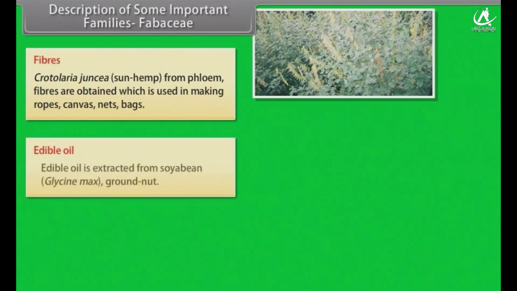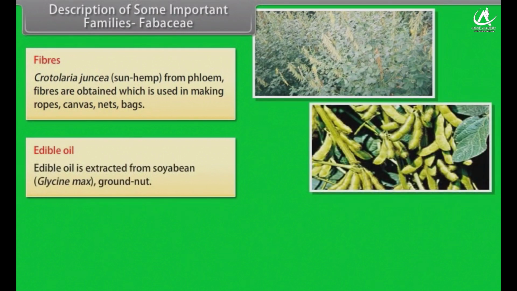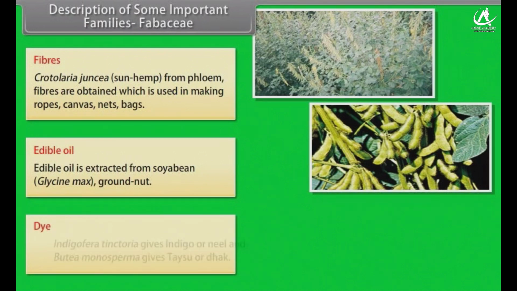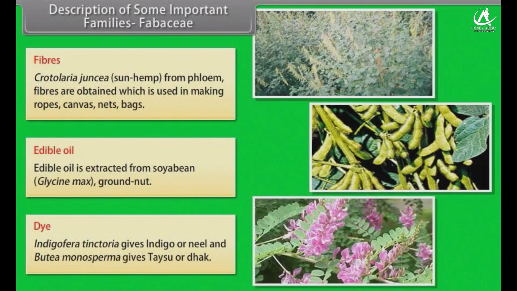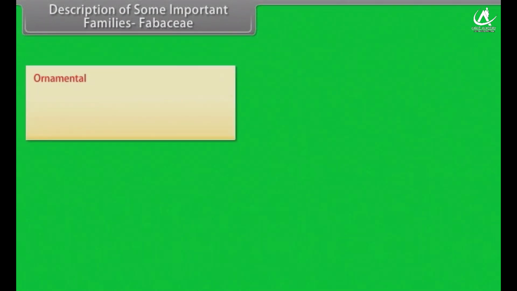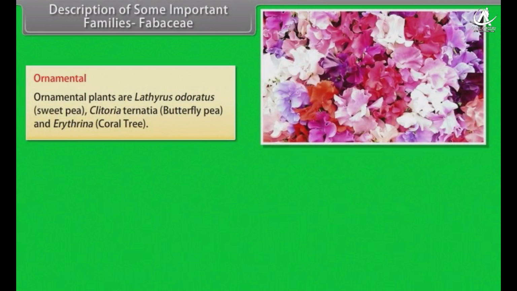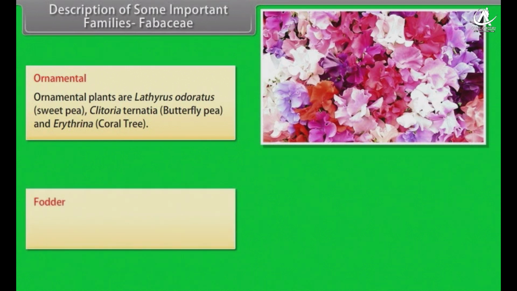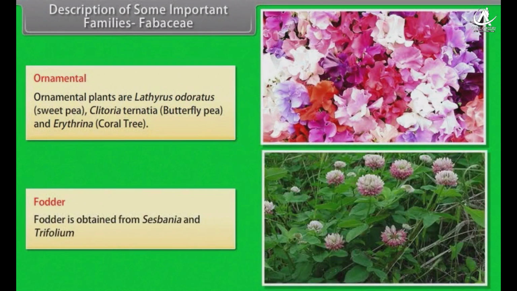Edible oil. Edible oil is extracted from soybean, Glycine max, and groundnut. Dye. Indigofera tinctoria gives indigo or neel, and Butea monosperma gives tesu or dark dye. Ornamental. Ornamental plants are Lathyrus odoratus, sweet pea, Clitoria ternatea, butterfly pea, and Erythrina, coral tree. Fodder. Fodder is obtained from Sesbania and Trifolium.